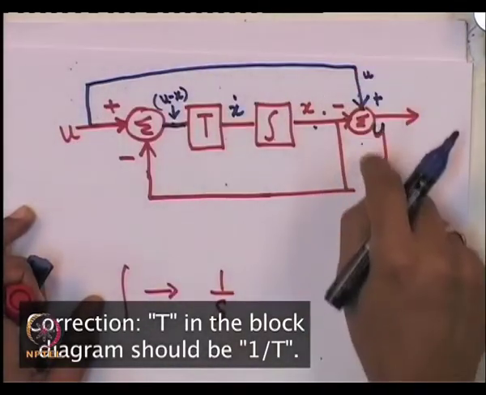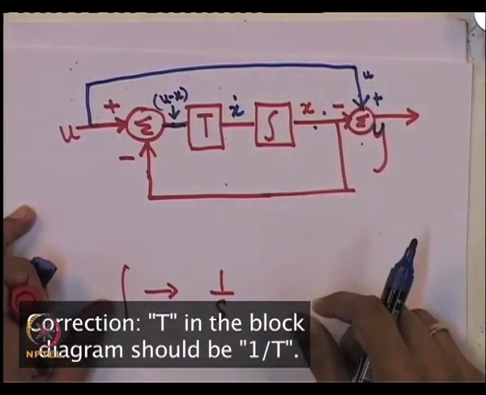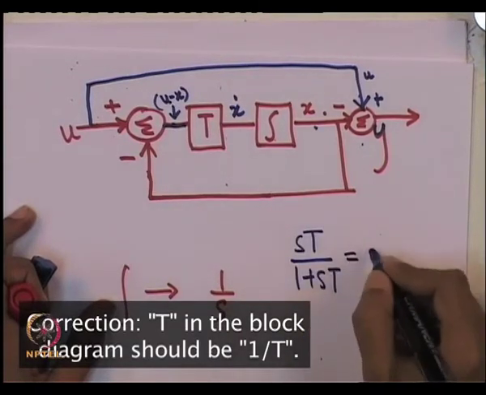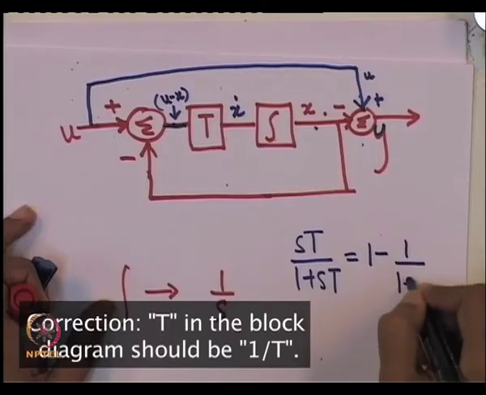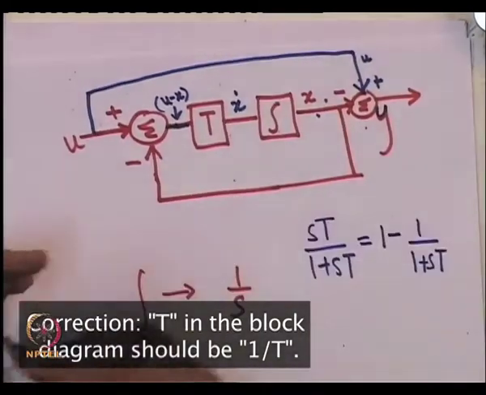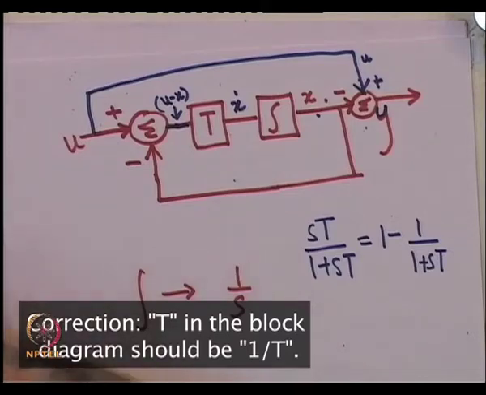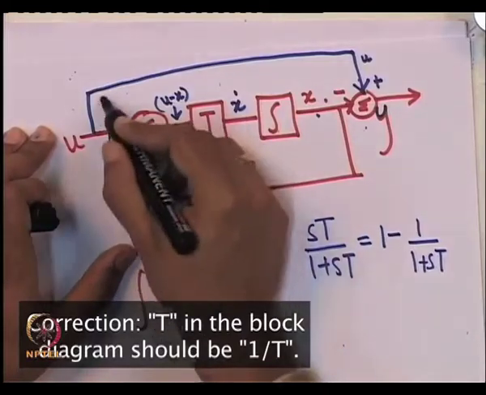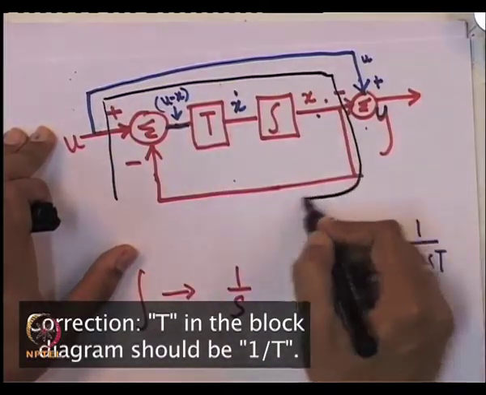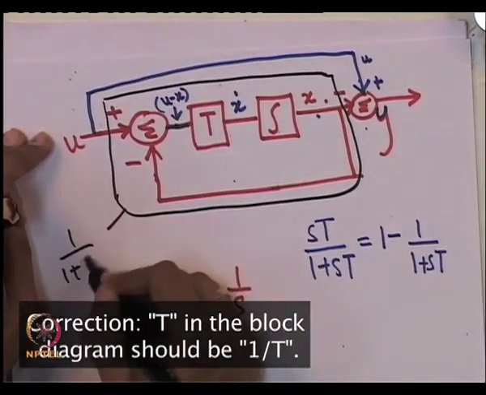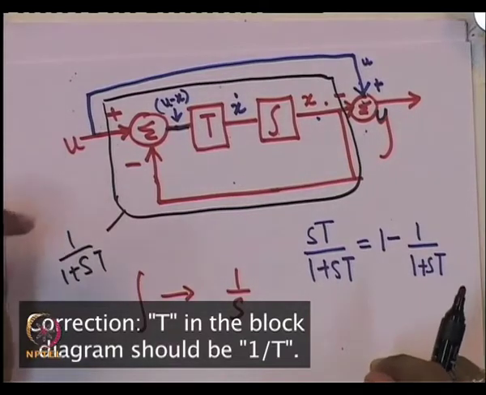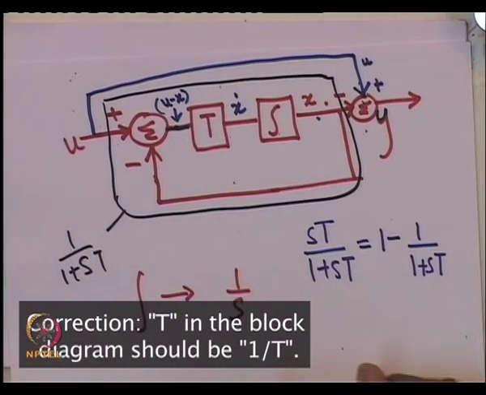Remember, this extra thing here completely changes what you get. In fact, you can easily see that S t upon 1 plus S t is equal to 1 minus 1 upon 1 plus S t. So, it is not surprising you have a block diagram of this kind, in which this whole thing is nothing but 1 upon 1 plus S t. So, you get 1 minus 1 upon 1 plus S t. This is as far as this transfer function goes.